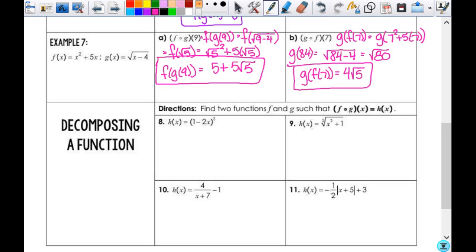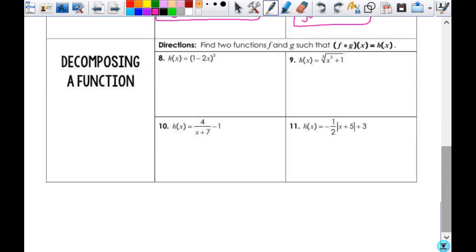So let's look at how we decompose functions, which means we're going the other way, which is a lot easier than it looks or than it sounds. It says find two functions f and g such that f of g of x equals h of x. Okay, so it's easiest to work from the inside out. This is f of g of x, which means g gets substituted into f, right? So if we find our g of x values first, that will help us, and then we can figure out what the f of x value would be.